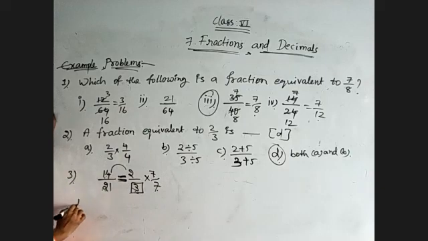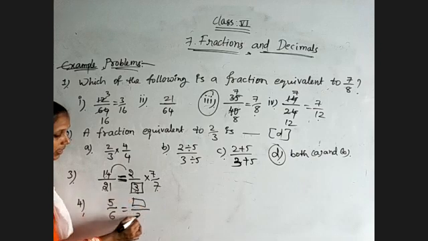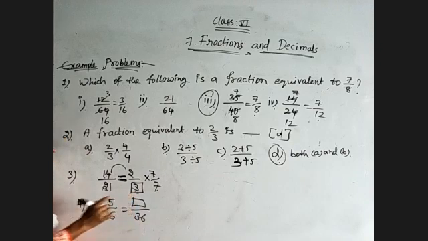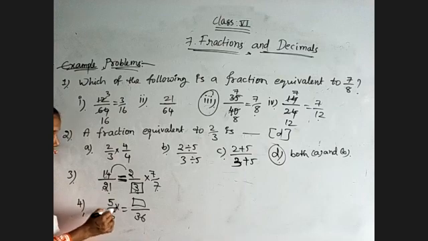For suppose if I have 5 by 6 is equal to dash by 36. Then what will I get here? So 5 by 6 is in the lowest form. When they are not given in the lowest form, we go for division. If they are given in the lowest form, we must multiply.